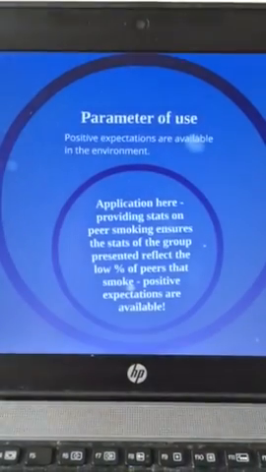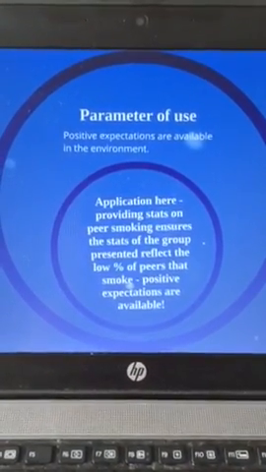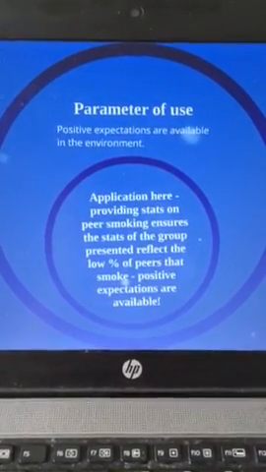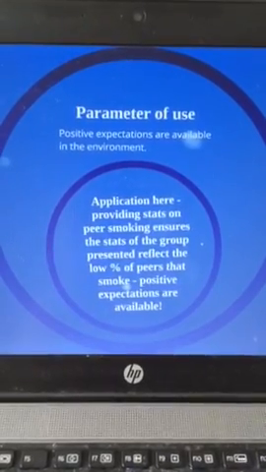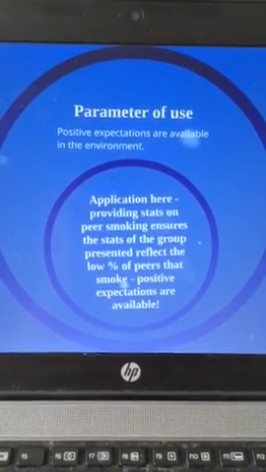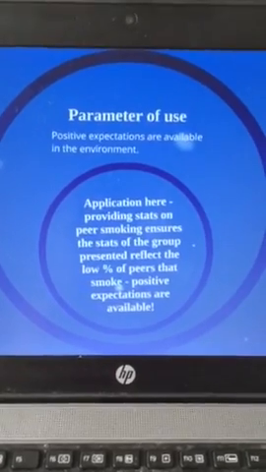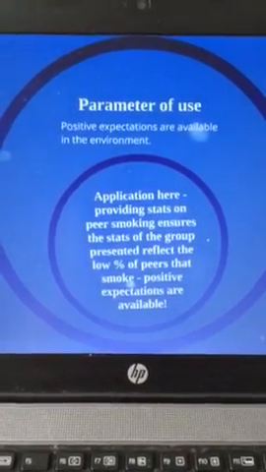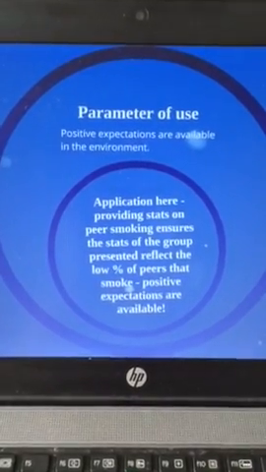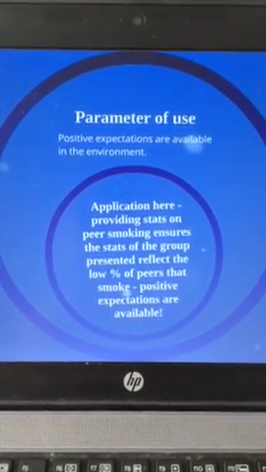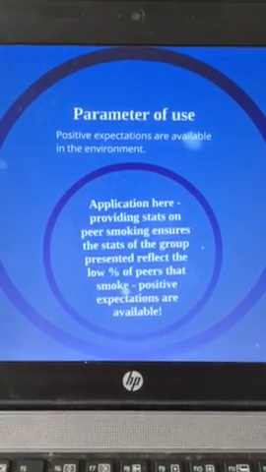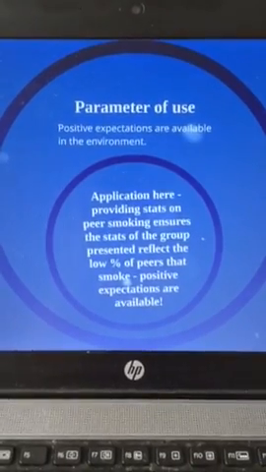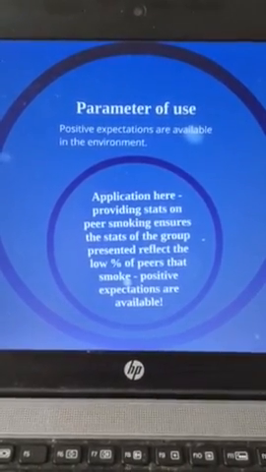The parameter of use of this method is that there are positive expectations which are available in the environment. So the application here, providing stats on peer smoking, ensures that the stats of the group presented reflect the low percentage of their peers that actually smoke, providing them with a positive example. If that doesn't exist, for example, in an intervention looking at activity levels, if the majority of their peers are actually inactive, of course we can't use that to change their behavior because it wouldn't be a positive example.